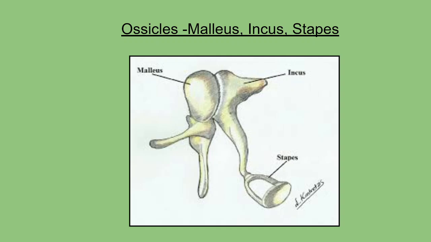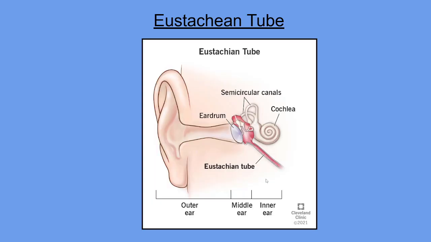So as you see, the malleus looks like a hammer. It's attached to the eardrum and receives the initial vibrations. This is the incus. It looks like an anvil, and it connects the malleus to the stapes. And this is the stapes. It looks like a stirrup, and the stapes is the smallest bone and is attached to the oval window of the inner ear. Now we come to the eustachian tube.